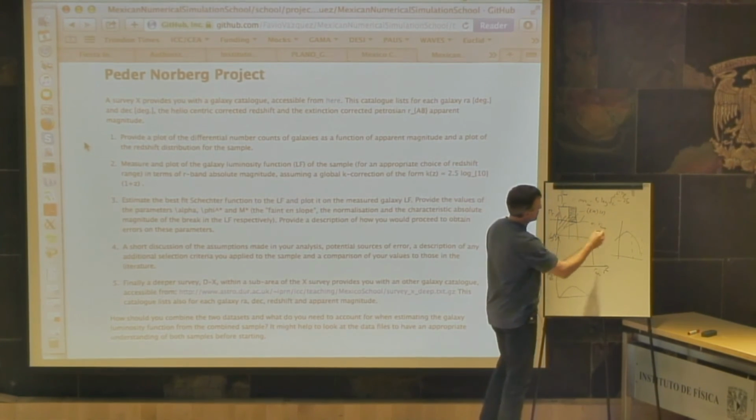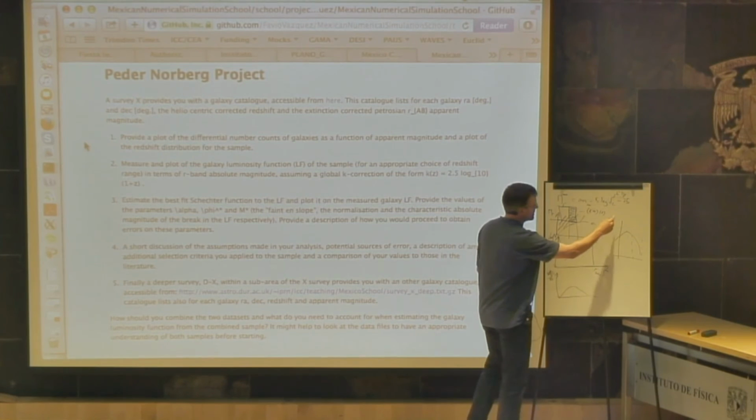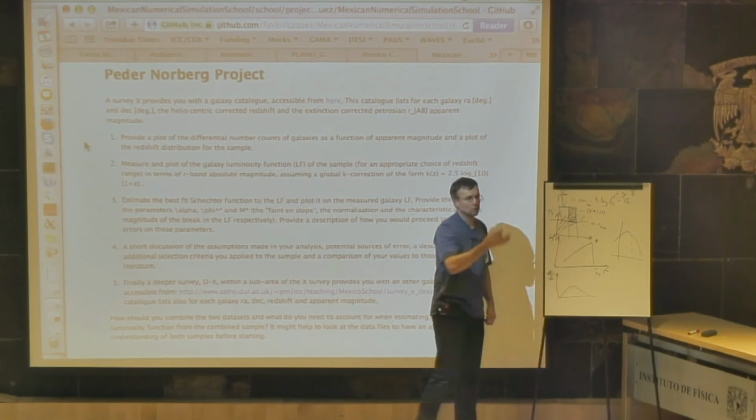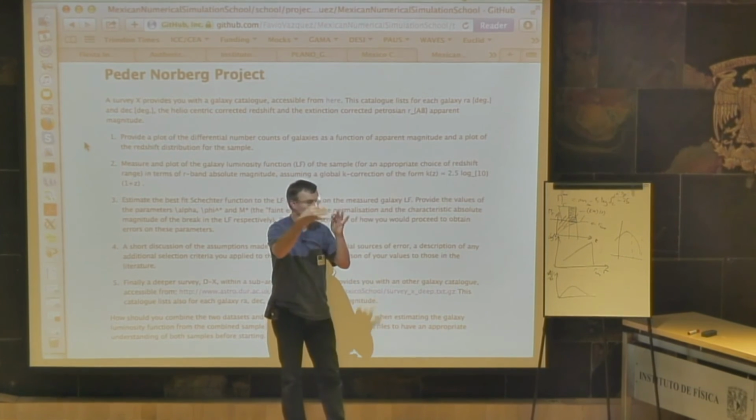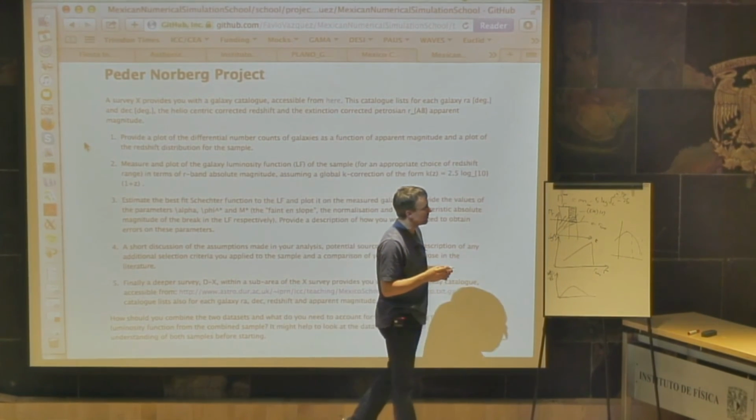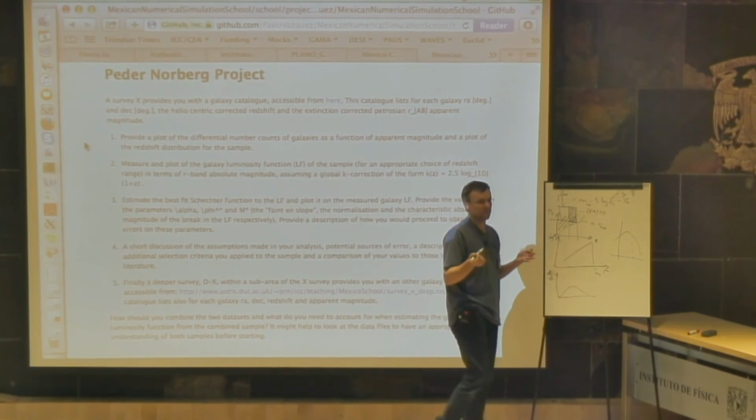And there's another thing: to get the histogram right, you need normalization. You need to calculate the volume, that's just co-moving distances, with the sphere, so that's not difficult either, and the solid angle of your survey.